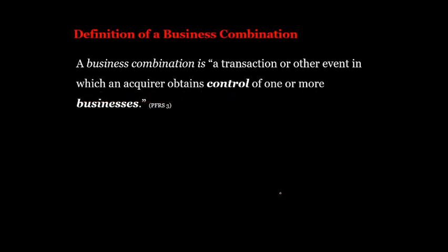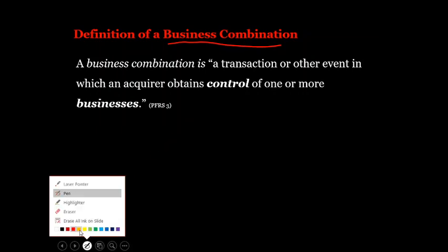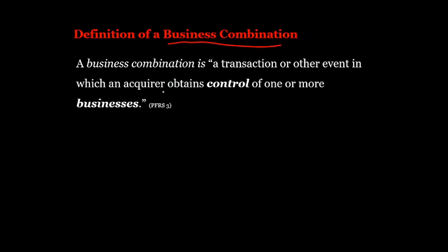Of course, we should know the definition of business combination. Now, when we say business combination, this is a transaction or event in which an acquirer obtains control of one or more businesses. Palitan nga pala natin ito ng yellow. Ayan, para mas maganda. Now, when we say control, we're going to have a separate discussion for that.